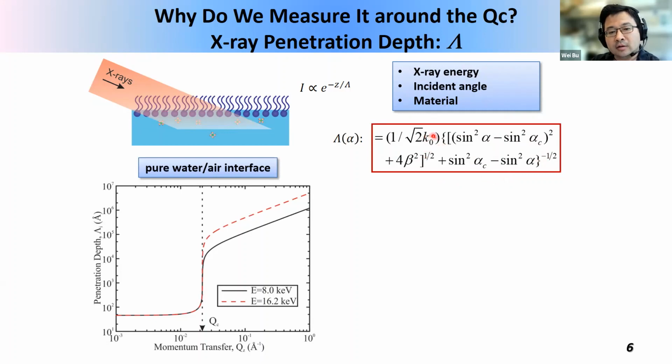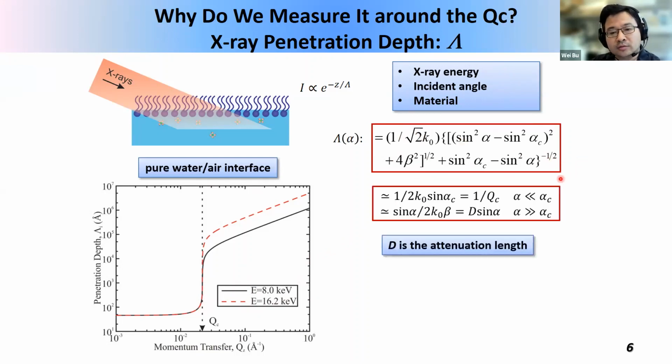Here, K0 is the wave vector. We already talked about it yesterday, and it's determined by X-ray energy. Alpha is the incident angle. And beta, if you still remember, is the imaginary part of the refractive index, and that's determined by X-ray energy and material. So with this equation, we can plot X-ray penetration depth from the water-air interface as a function of QZ for different energies. This equation looks complicated, but we can simplify it under some extreme conditions.